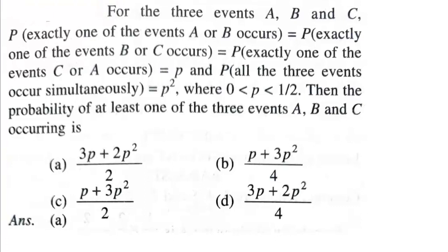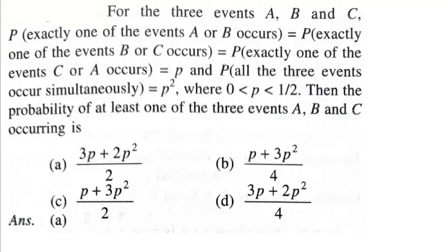Now here the question is, for three events A, B, and C, P(exactly one of the events A or B occurs) is equal to P(exactly one of events B or C occurs) equals P(exactly one of events C or A occurs) is P, and the probability that all the three events occur simultaneously is P square. Then the probability that at least one of the three events occurs is.